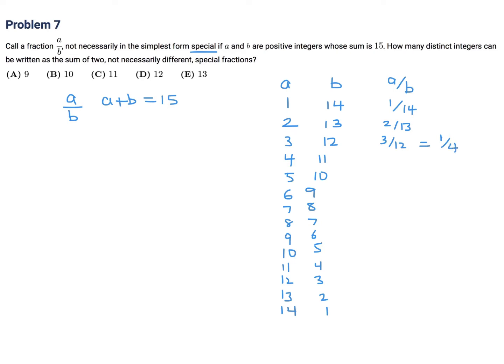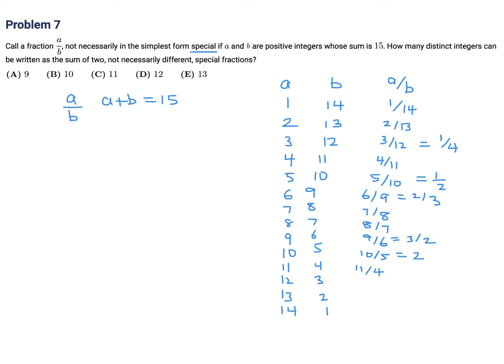But they're saying not necessarily in simplest form. Okay, but I'm going to reduce them anyways because it might be easier to add later. 5 over 10 is a half. 6 over 9, that's 2/3. 7 over 8. 8 over 7, 9 over 6, which is 3 over 2. 10 over 5, which is just 2.